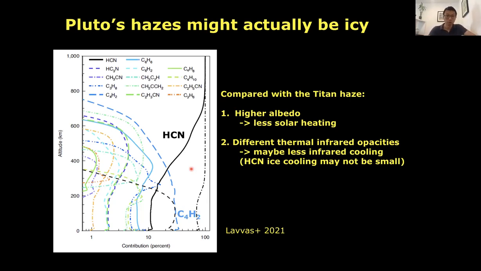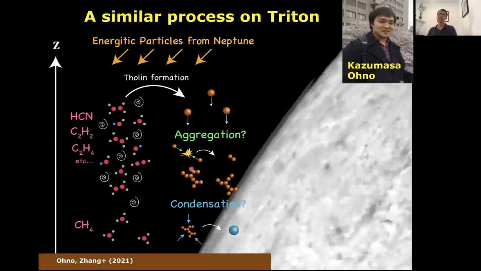I'm going to show you one example, and this is actually pretty important. Triton is even colder than Pluto. So on Triton and Pluto, perhaps you have ice condensation instead of normal haze formation like on Titan. This is my postdoc, Kazumasa Ono, and he published a paper this year about Neptune's moon Triton, where we have to include ice condensation in order to explain the Voyager data. Otherwise, there's no way you can explain it. So ice condensation is very important.